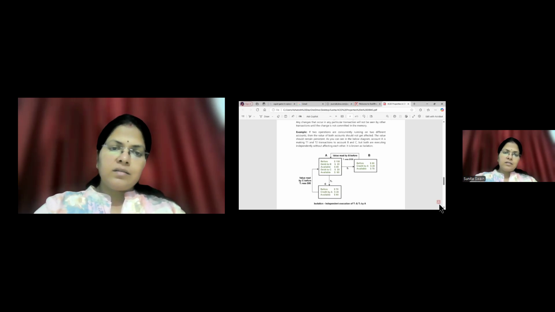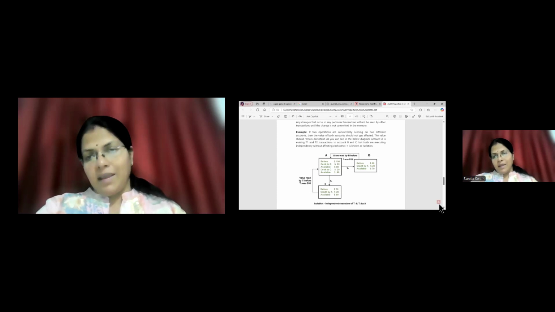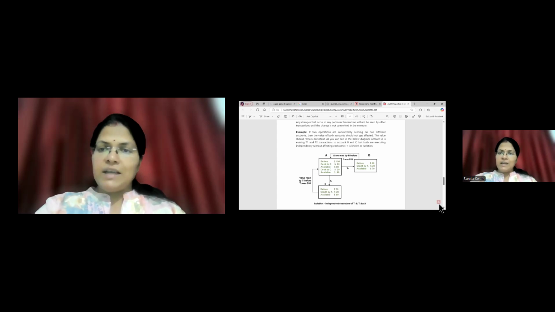Concurrently, this debit operation is done in transaction 1 and transaction 2, two different accounts. But independently, T1 and T2 transactions are occurring by account A. Each and every operation is not overlapped. Independently, transaction 1 is going on. Independently, transaction 2 is going on.